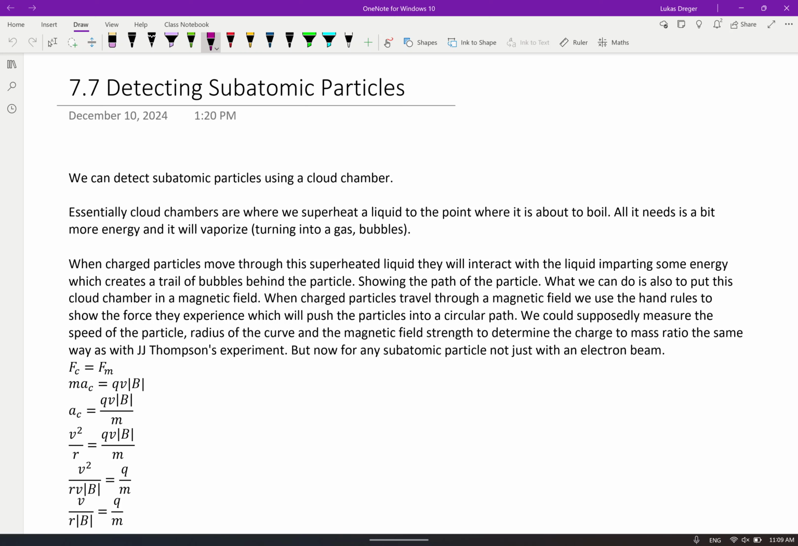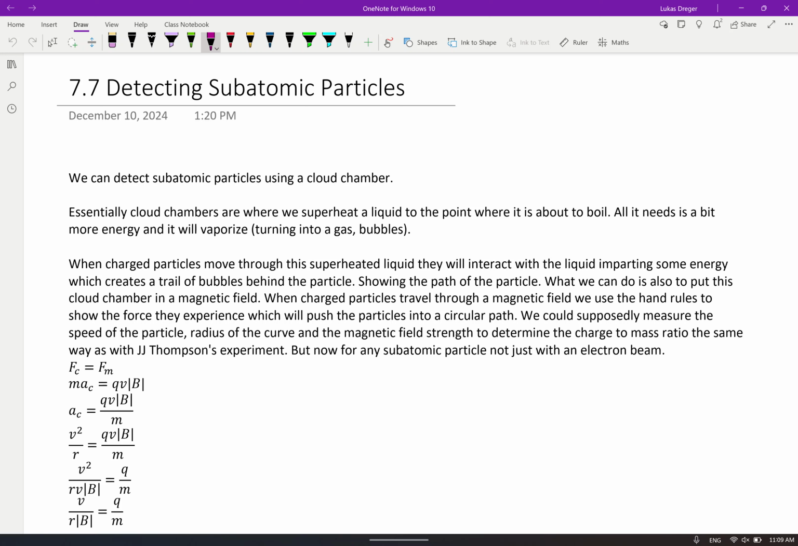When a charged particle goes through the superheated liquid, it interacts with the liquid, imparting some energy which creates a trail of bubbles behind where the particle was, showing the path of the particle. If we do this inside a magnetic field, we can see these charged particles being deflected by that magnetic field and getting their circular motion paths.